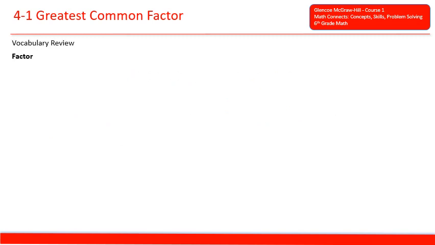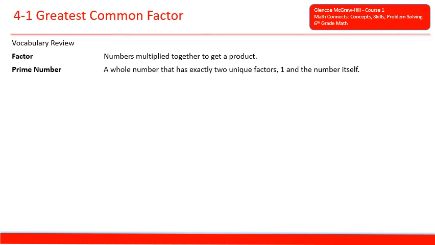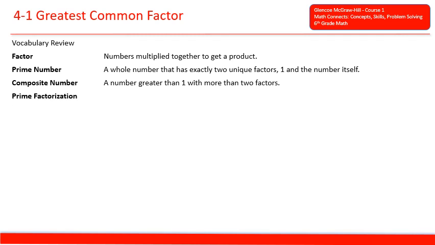Vocabulary review. Factor: numbers multiplied together to get a product. Prime number: a whole number that has exactly two unique factors, one and the number itself. Composite number: a number greater than one with more than two factors. Prime factorization: expressing composite numbers as a product of prime numbers.